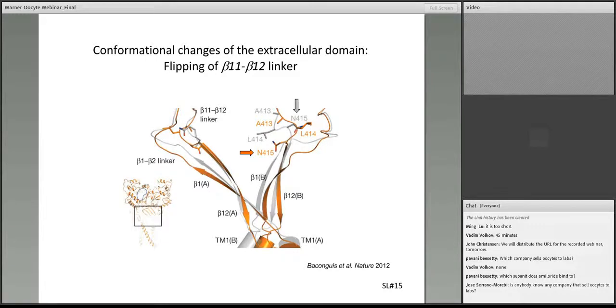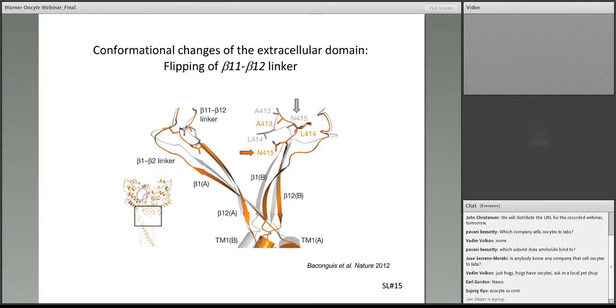Residue N415, shown by the arrows, is located in the short linker that joins the beta strands 11 and 12. Notice that the residue N415 flips in the transition from open to closed. It faces outwards in the desensitized state but faces towards the interior of the cavity in the open conformation.